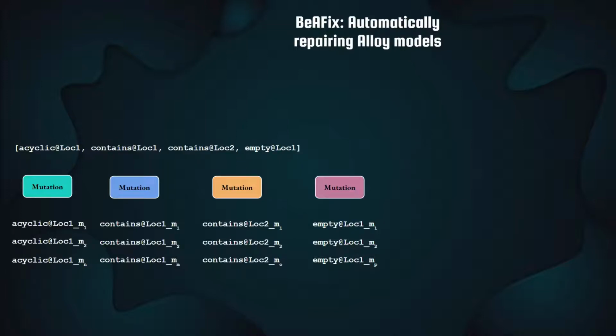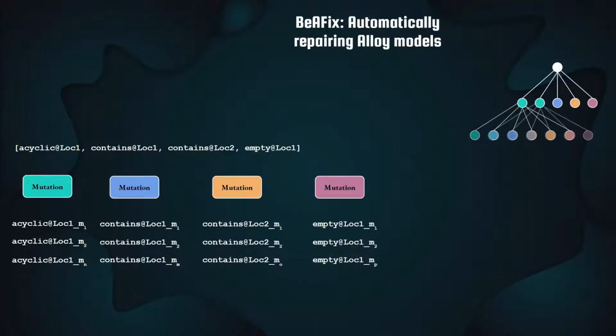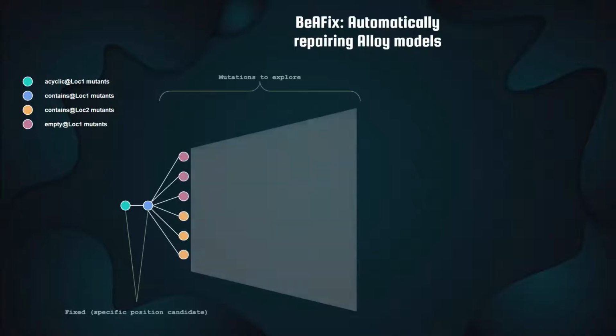Our search can then be modeled as a tree, starting with the original model, which we will traverse in a breadth-first search manner. A repair candidate can now be seen as a path in this tree. Consider now a repair candidate that has two fixed mutations, one in acyclic and one in contains first expression, and also that this candidate does not satisfy the oracle. We should now continue the search by looking at all possible mutants for the next two expressions.